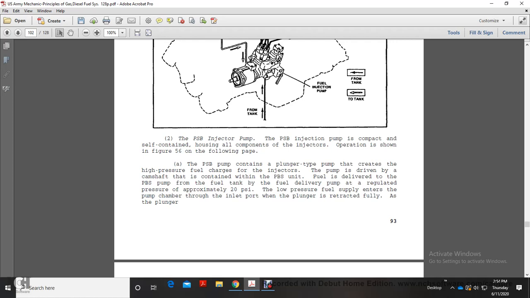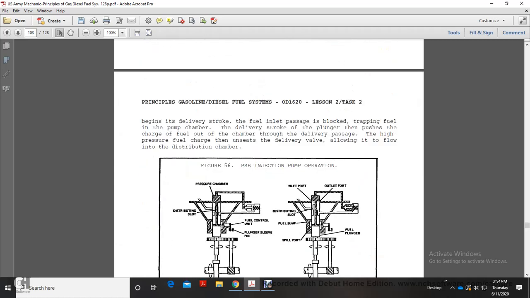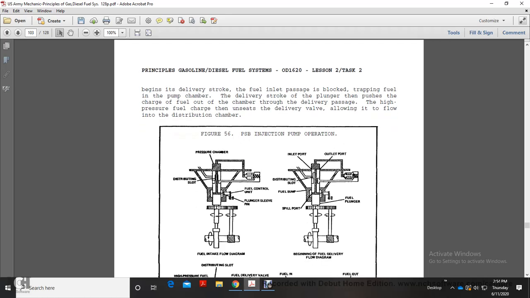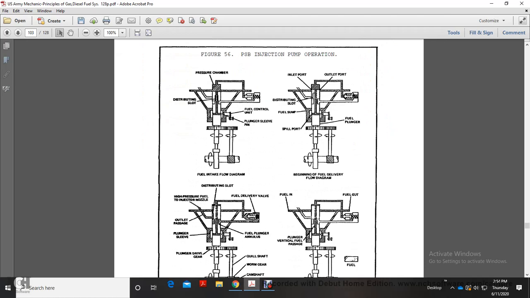The PSB contains a plunger type pump that creates a high pressure fuel charge. The injector pump is driven by the camshaft contained within the PSB unit. Fuel is delivered to the PSB pump from the fuel tank by the fuel delivery pump at a regulated pressure of approximately 20 psi. Low pressure fuel supply enters the pump chamber through the inlet port when the plunger is fully retracted. As the plunger begins the delivery stroke, the fuel intake passage is blocked, trapping fuel in the pump chamber. The delivery stroke then pushes the charged fuel from the chamber through the delivery passage. The high pressure fuel charge unseats the delivery valve, allowing flow to the distribution chamber. This shows the PSB injection pump in operation.